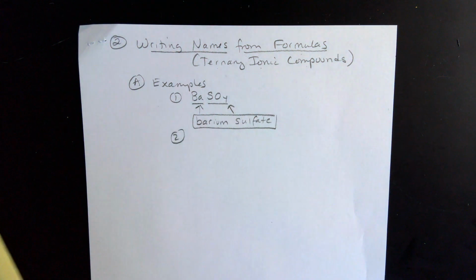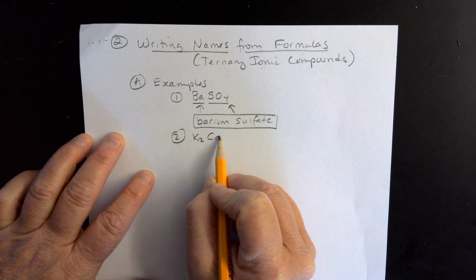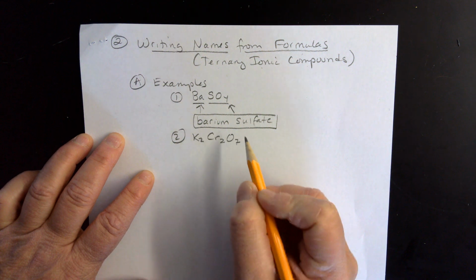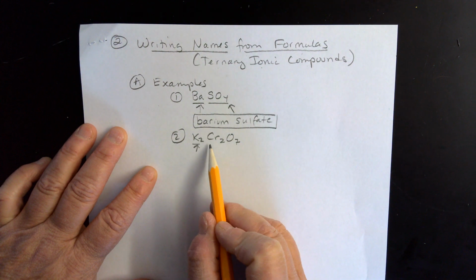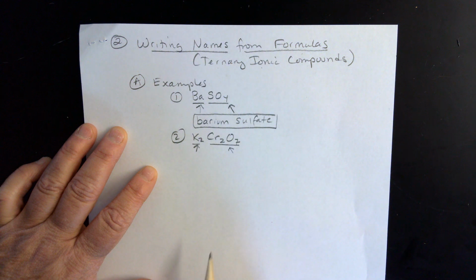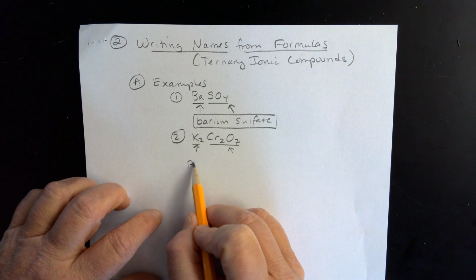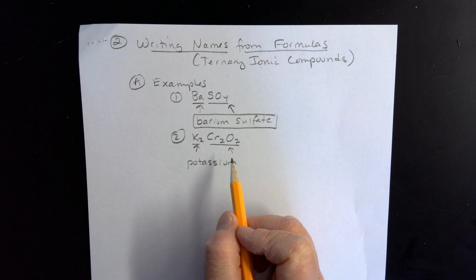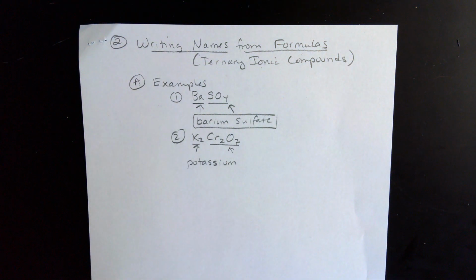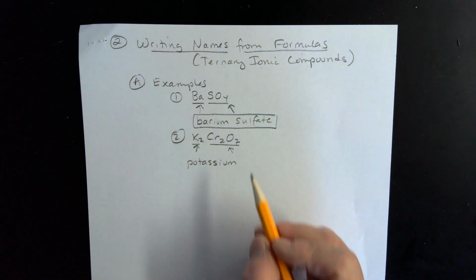Second example is going to be K2Cr2O7. And we're going to take a look at the first part of this, and then we'll take a look at the second part of this. So we know that the name of this symbol is potassium. And we need to decide, does it need a Roman numeral? So we're going to look on the periodic table and see that potassium has only one possible charge. So potassium does not need a Roman numeral.